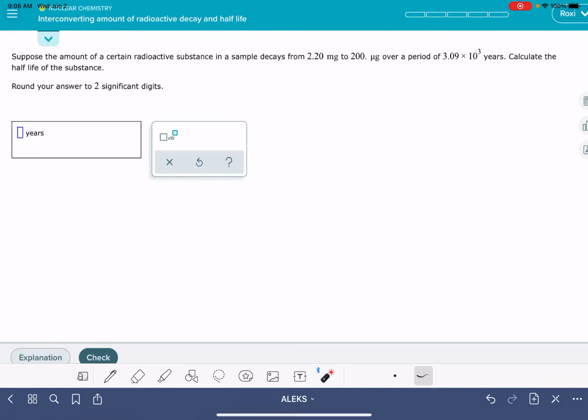In this video, I'm going to show you how to solve the ALEKS problem called interconverting the amount of radioactive decay and half-life. There's two equations that we're going to use to solve this problem. The first equation is the natural log of the amount of nuclide at time t over the initial amount of nuclide is equal to negative k, the rate constant, times t, the time. We're also going to use the equation for solving the half-life. T1/2 is 0.693 over k.